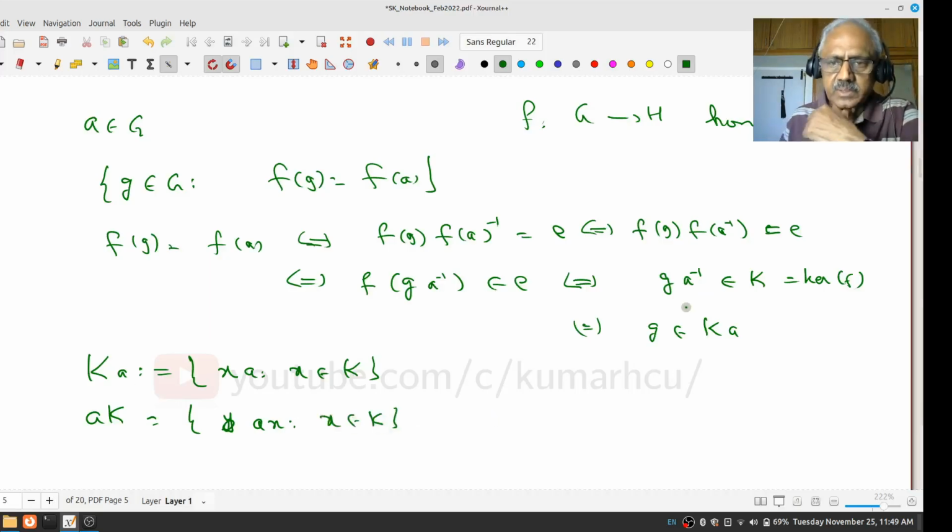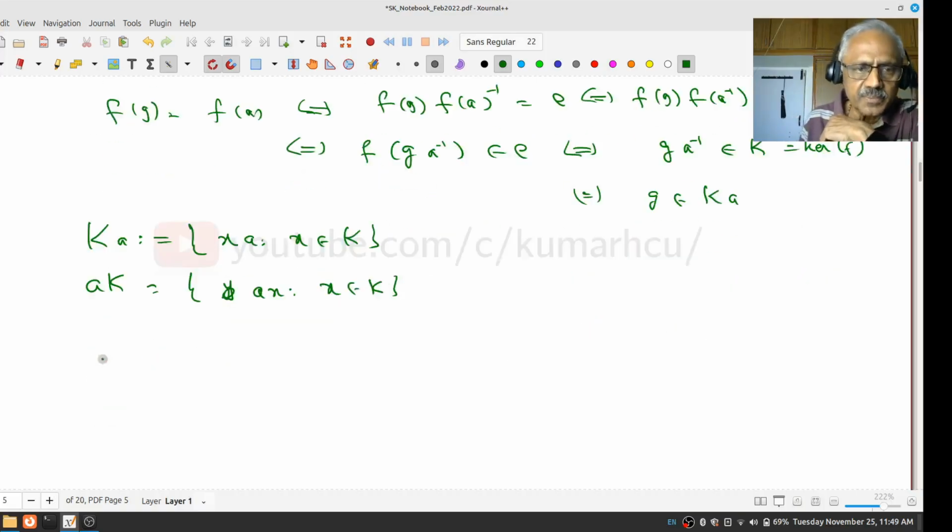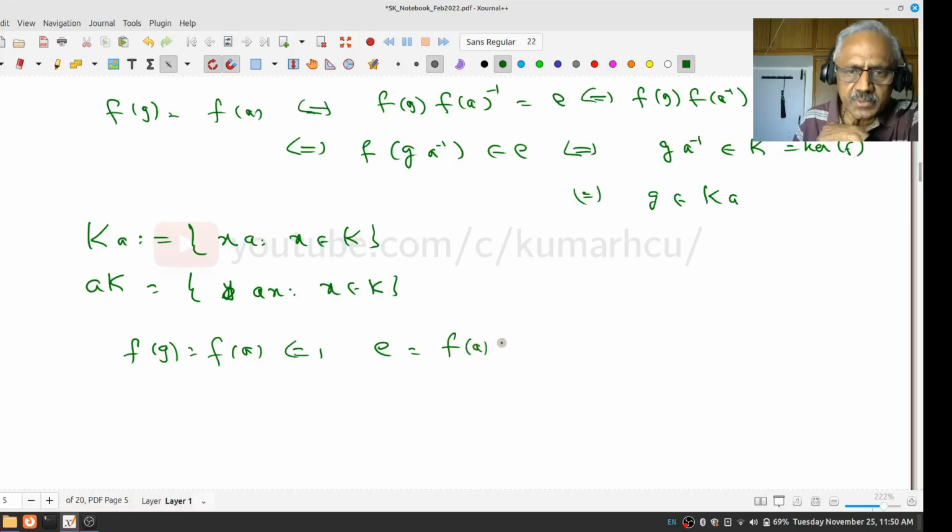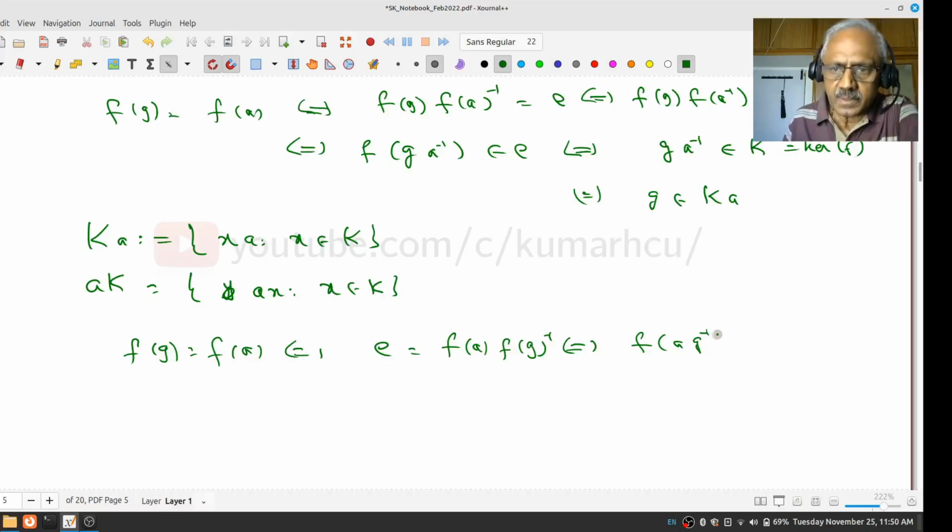Okay, so this is kA. And in a similar fashion, we can see f(g) equals f(a) if and only if I can multiply the other way around. Identity equals f(a) times f(g) inverse, that is, if and only if f(a g inverse) is identity. Maybe I can do it the other way around.